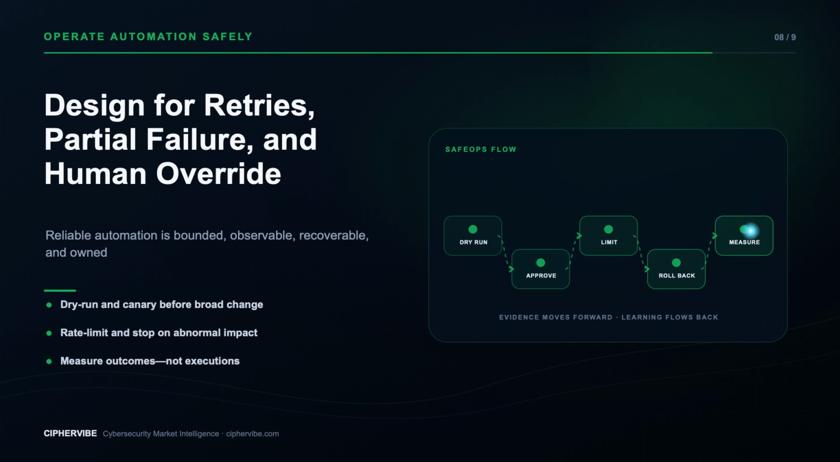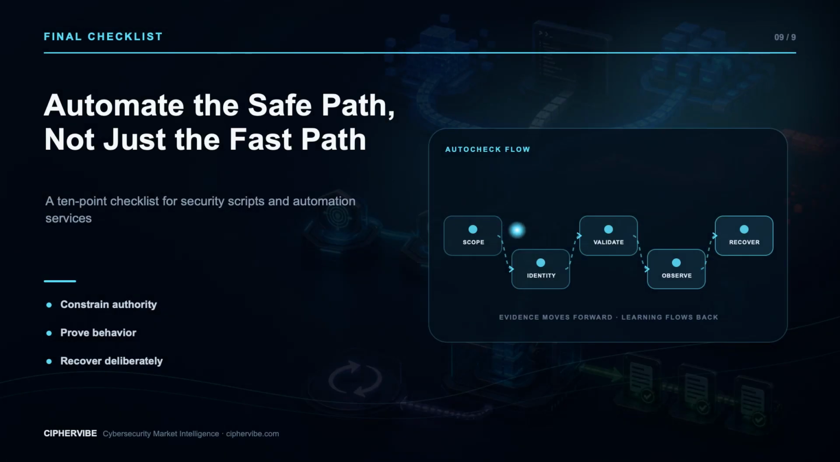Measure analyst time saved, response consistency, error rate, time to containment, and recovery quality, not simply how many times a script ran. Finish with the checklist. 1. Select a stable, bounded workflow with an owner, success measure, manual fallback, and explicit non-goals. 2. Choose Python, Bash, or PowerShell based on platform, data, integration, testability, and team ownership.